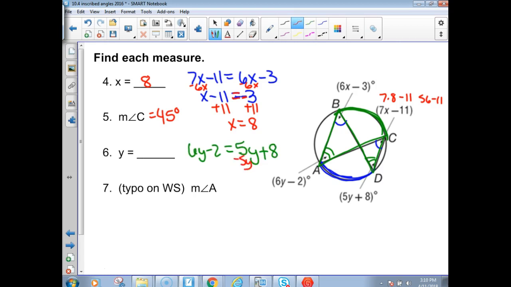Subtract 5y from both sides. y minus 2 equals 8. Add 2. And we get 10. I believe there is no typo on the worksheet. I believe we fixed it.